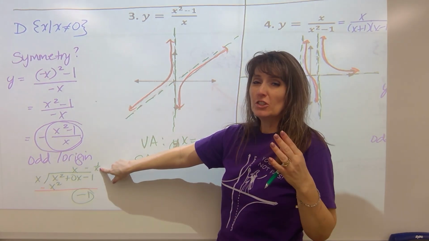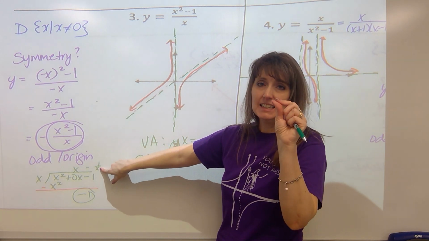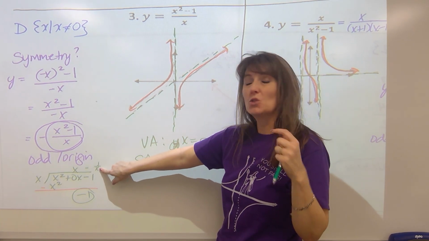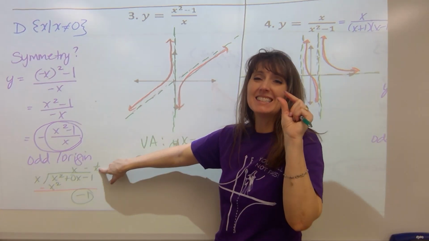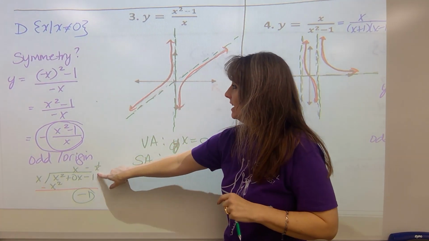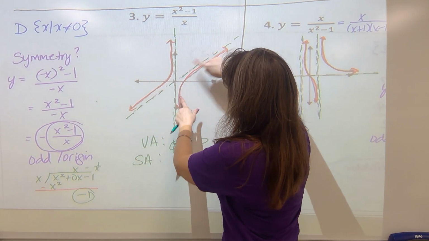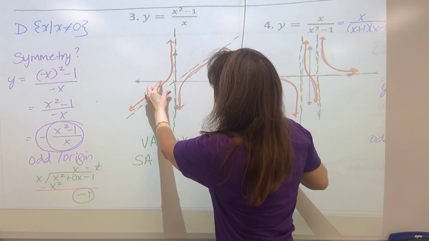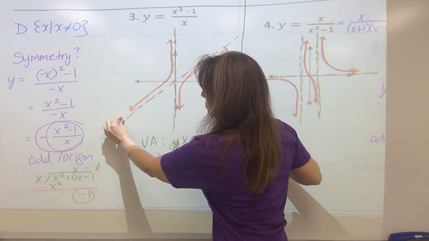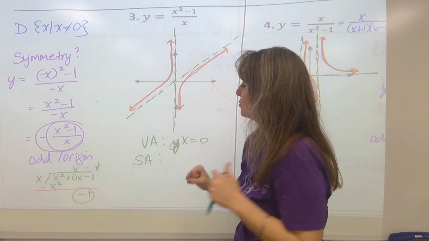If x approaches 1,000, that's 1/1,000. That's a teeny, tiny space. If x goes to 1,000,000, that's 1/1,000,000. That's a teeny, teeny, tiny space. This remainder gives us the distance between that slant asymptote and the function. As I get further out, that function gets closer and closer to that slant asymptote. It approaches it closer and closer.